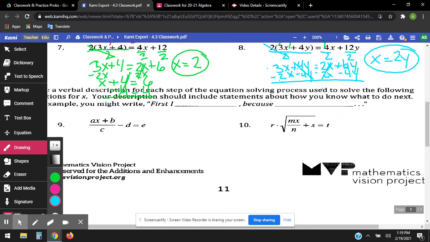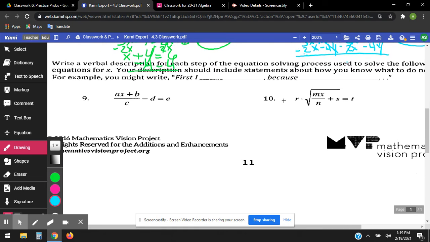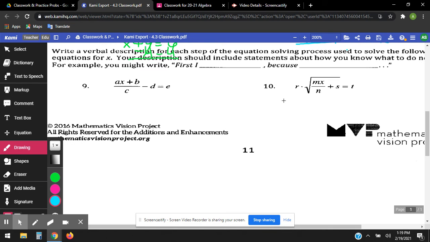All right, now let's not have any numbers and do strictly algebra. Write the verbal description for each step of the equation solving process used to solve the following equations for x. Your description should include statements about how you know what to do when. And so, for example, first I, because. So we're trying to solve for x. So this is going to be a writing one.